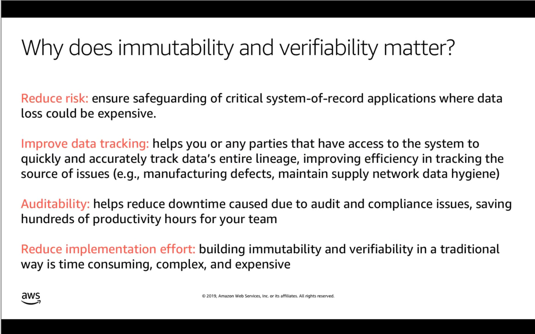Now you may ask, at a broad level, why does immutability and verifiability matter to a business? Well, first, it allows you to reduce risk. It ensures the safeguarding of critical system of record applications where data loss could be really expensive. It allows you to improve data tracking. It helps you or any parties that you're working with who want to have access to the system to quickly and accurately track data's entire lineage, improving efficiency in the tracking of the source of such issues. For example, tracking a manufacturing defect or maintaining supply network data hygiene.